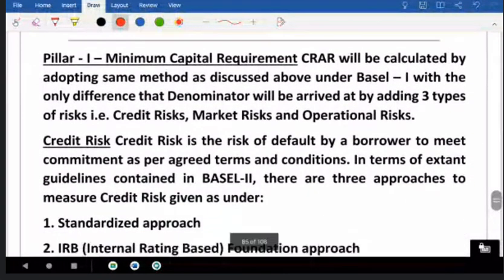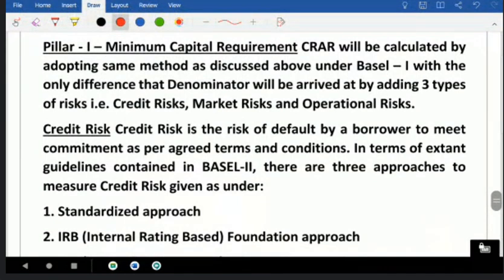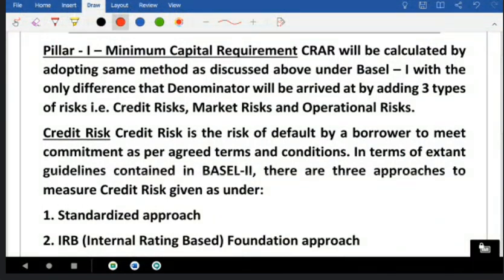So pillar 1. What is minimum capital requirement? As per the first pillar, CRR will be calculated by adopting the same method as discussed under Basel 1. Same formula was there, with the only difference that the denominator will have three types of risk. In Basel 1 only two types of risk were there, but in Basel 2 three types of risk are here, that is credit risk, market risk and operation risk. That means risk weighted assets of all these three risks. I wrote the formula earlier.